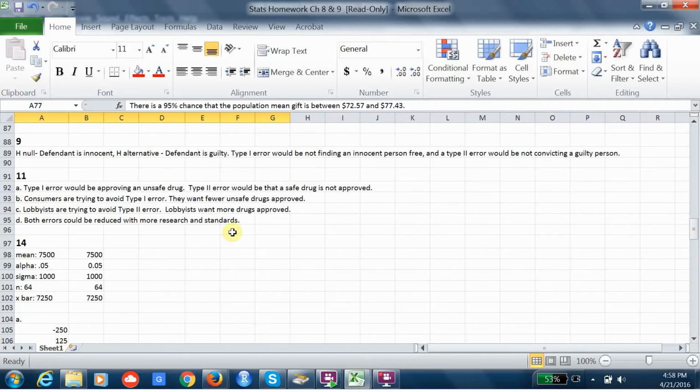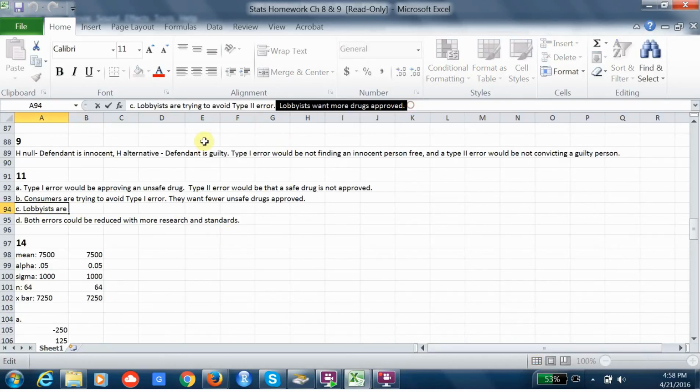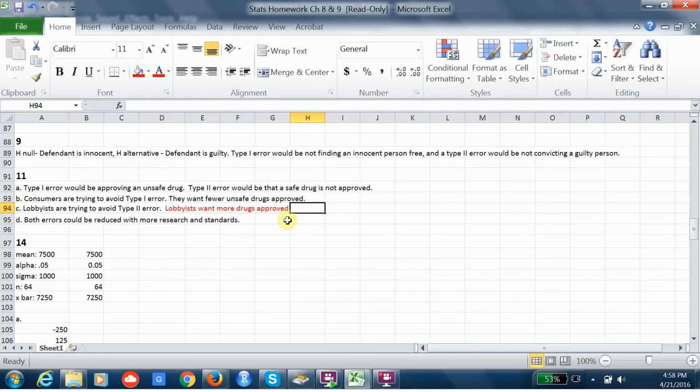Let's see. Okay, that looks good. Yeah, this is maybe a little nuanced. You're right, this is what they're in favor of. Basically, they don't want a drug that's safe to be rejected, so they want to try to minimize that.